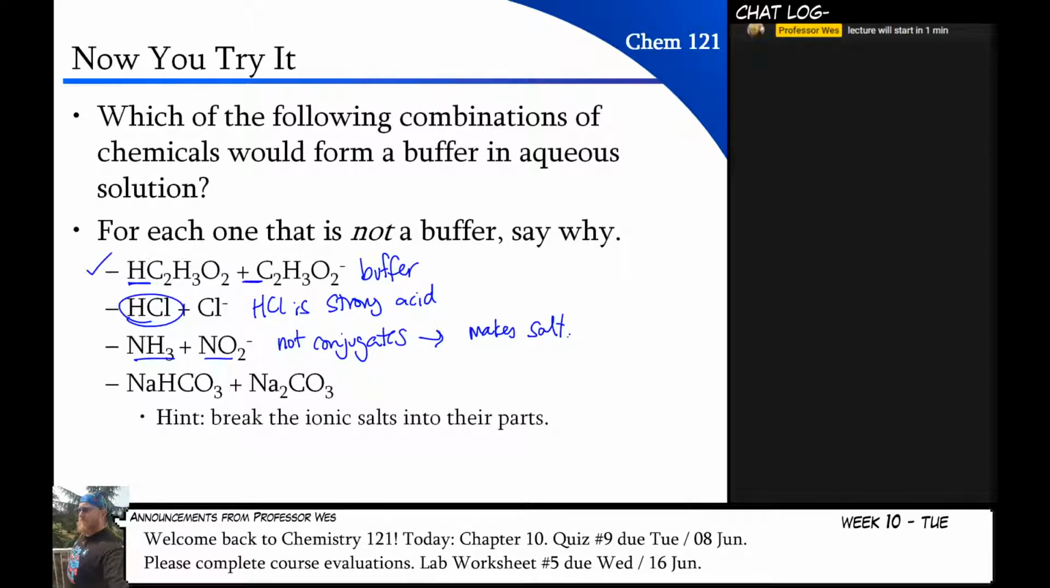And then finally, are these two the same thing? Well, we have to break them into their ionic compounds. So we got sodium, which we don't care about, and bicarbonate, which we do. And then we've got sodium, again, don't care about it. And so we want to compare these two. Are they conjugates and are they both weak? And the answer is yes, so this makes a buffer. Bicarbonate is the conjugate of carbonate. They differ only by H plus.